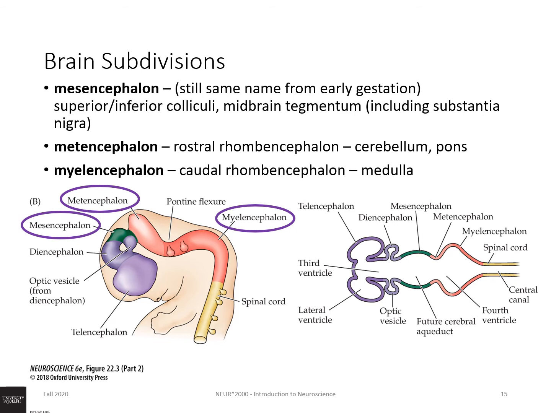And now focusing on the mesencephalon, the metencephalon, and the myencephalon. The mesencephalon retains the same name from early gestation, and this structure eventually grows into the inferior and superior colliculi and the midbrain tegmentum, including the substantia nigra and ventral tegmental area, which we've talked about previously. The metencephalon here, this is the rostral rhombencephalon, and this grows into the cerebellum and the pons. And then the myencephalon, this is the caudal rhombencephalon, and this grows into the medulla.